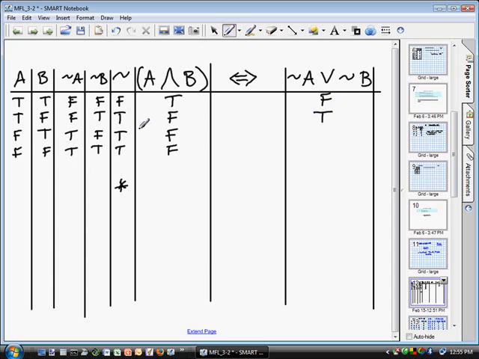Let's see if I can get my lips and my tongue working here. Only false when both are false. Well, they're not both false. And the last one, only false when both are false. And so, now compare the two sides. FTTT, FTTT. Do you see how the two are exactly the same?